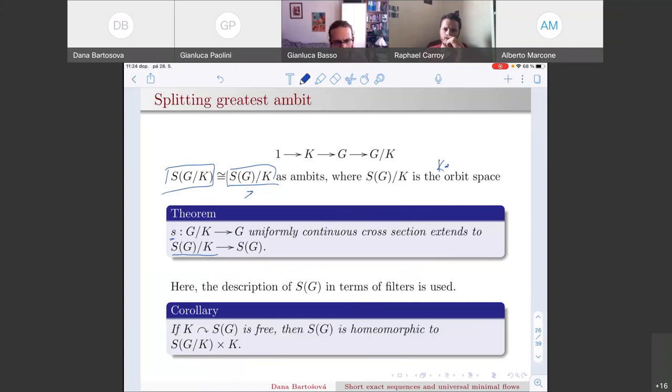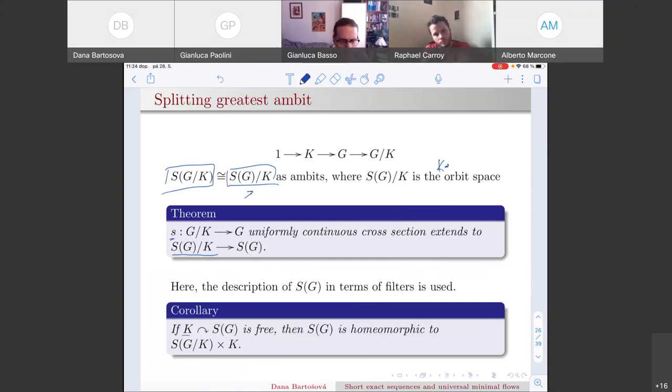That's basically what I wanted to present here for where this is used. And then if this is case three, then really these orbits can be identified with K, and I do get the product result.